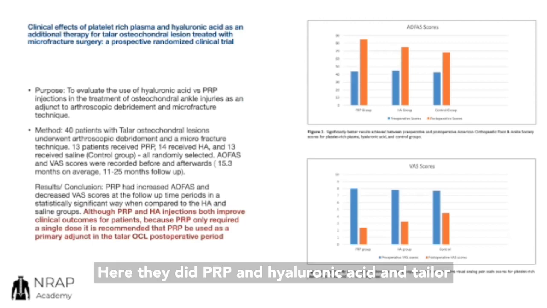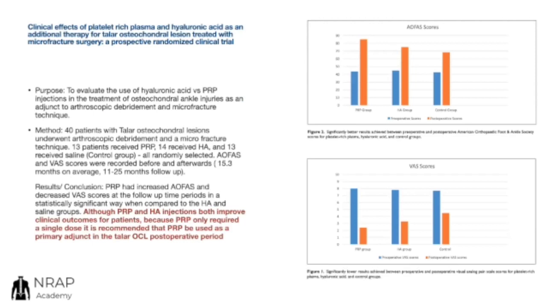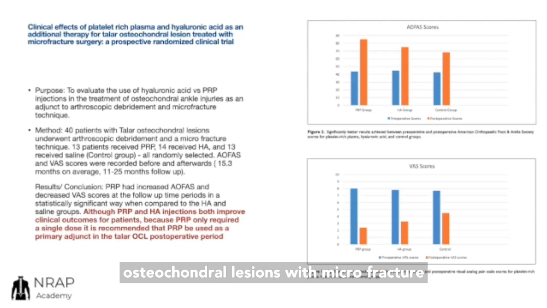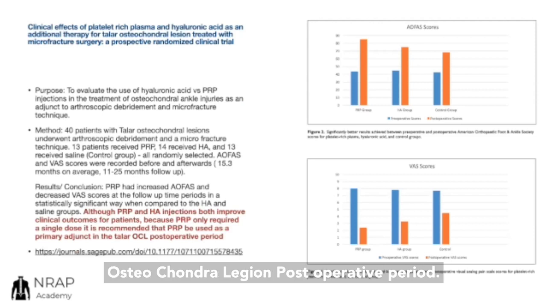Here they did PRP and hyaluronic acid for the talar osteochondral lesions with microfracture surgery. It's a prospective randomized controlled trial. They found although PRP and HA injection both improve clinical outcomes for patients, PRP only required a single dose, and it's recommended that PRP be used as a primary adjunct in the talar osteochondral lesion postoperative period.